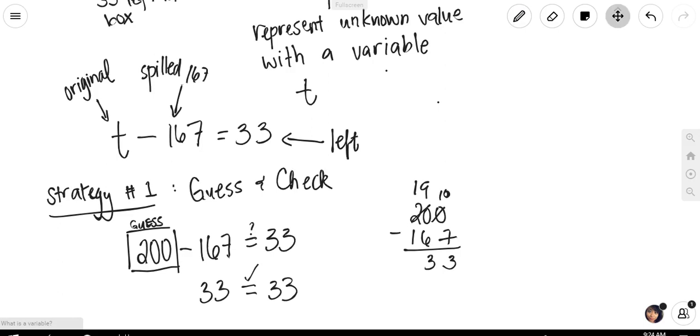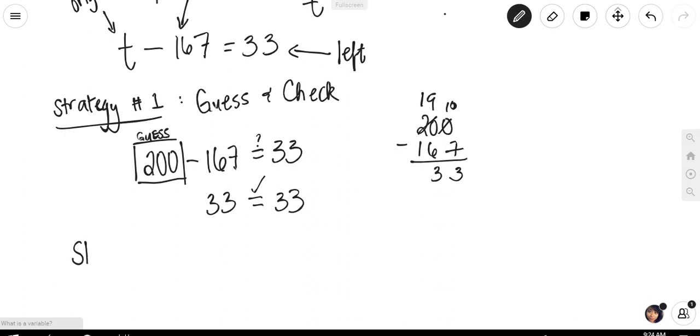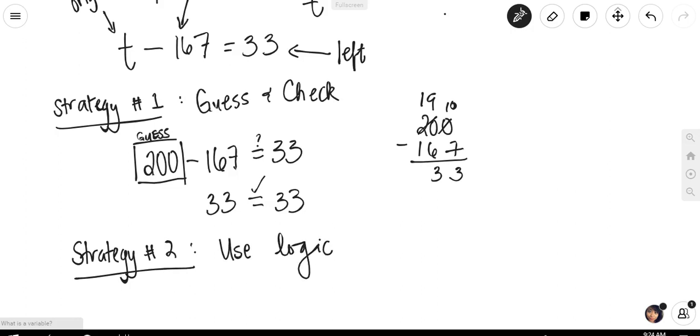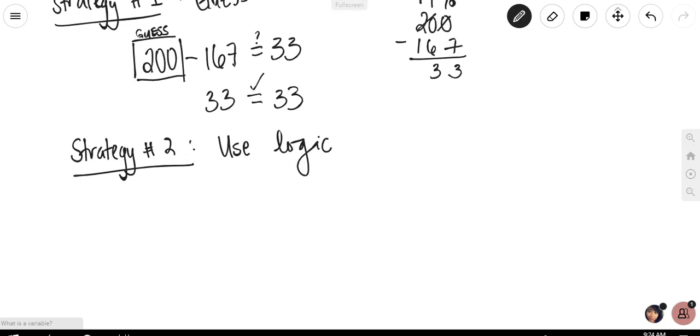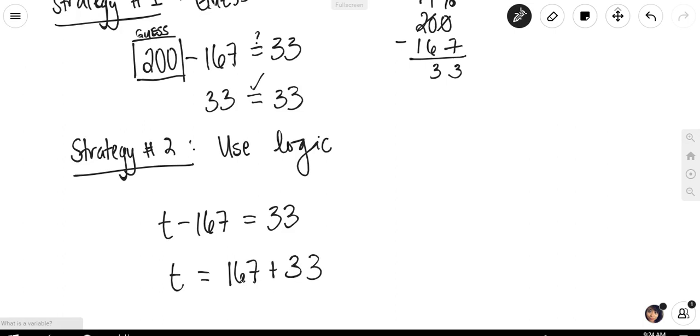Another way to solve this is to use logic, right? Well, you know that whatever was originally in the box, when I took away 167, I had 33 left. So logically, my total is what was spilled plus the 33 that was left in the box, right? It's just, if I put the toothpicks that I spilled back into the box, I'd have what I had originally. So I can just add 167 plus 33.